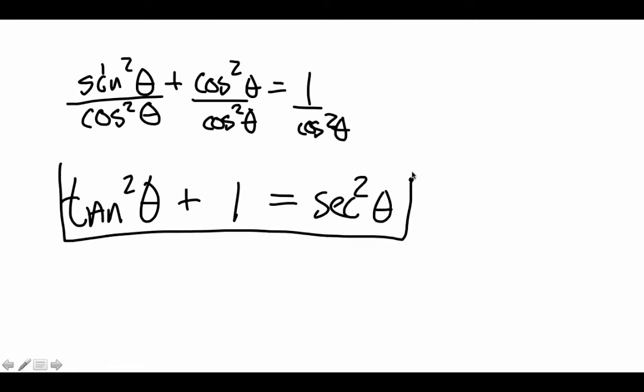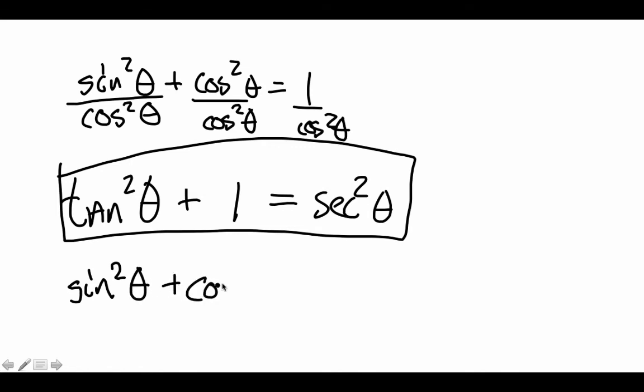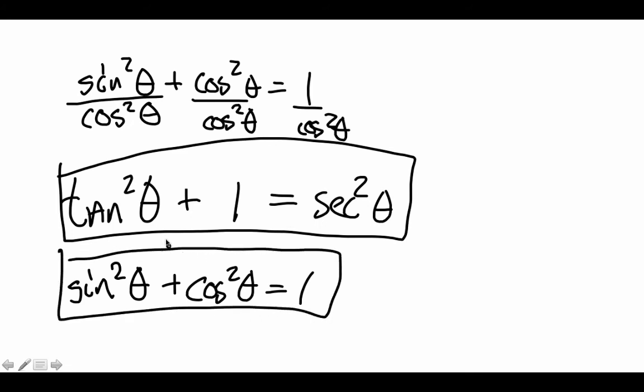This is another Pythagorean trig identity that's pretty important. So the one we talked about in class, sine squared theta plus cosine squared theta equals 1, that's a Pythagorean trig identity, and a related Pythagorean trig identity is this guy right here. Cool? All right, that should be it.